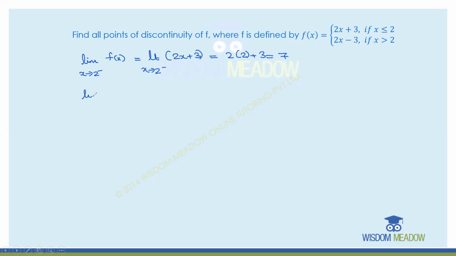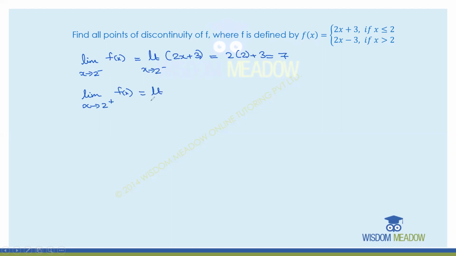Now finding the right hand limit, x tends to 2 plus f of x. Please understand that 2 minus and 2 plus does not mean positive and negative 2. It tells me the direction where you're approaching from. The left hand limit means you're approaching towards 2 from the left, that is 2 minus, and 2 plus is when you approach towards 2 from the right.